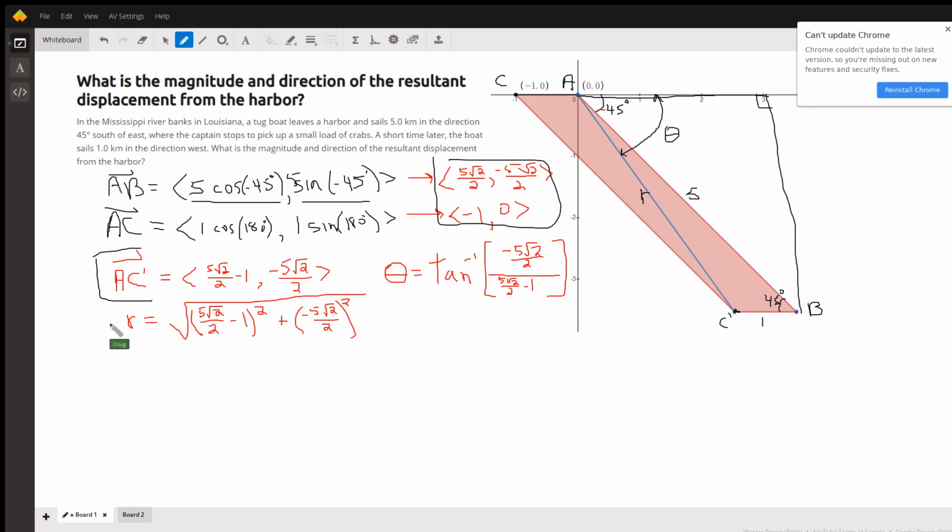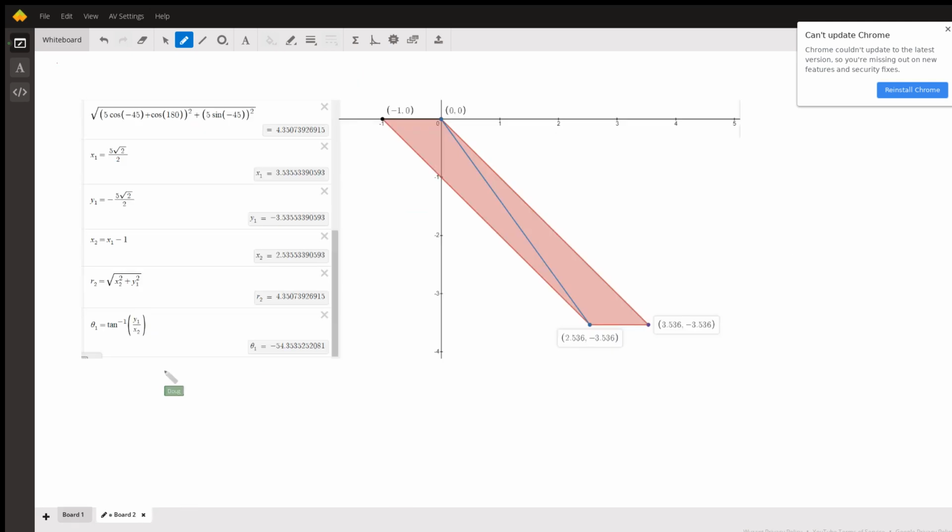To find the magnitude, it's the square root of x squared plus y squared. That's the magnitude of the resultant vector. Okay, we could say the magnitude of vector AC is equal to what I called r in the diagram. And the theta, the direction of that resultant blue vector, is the inverse tangent of the y coordinate over the x coordinate. On the next board, I actually show the calculations.